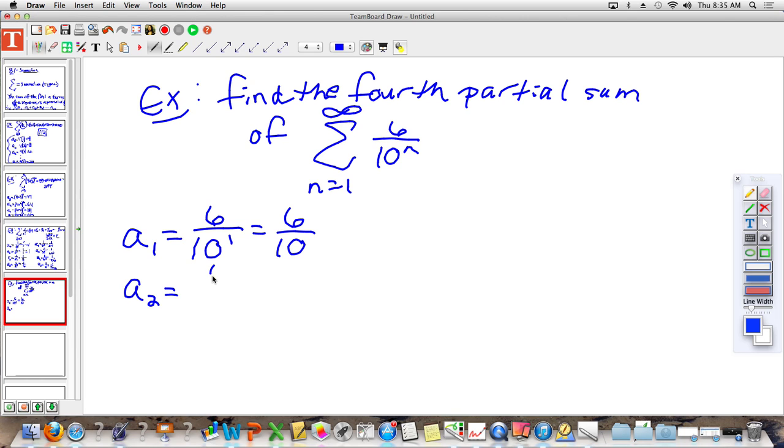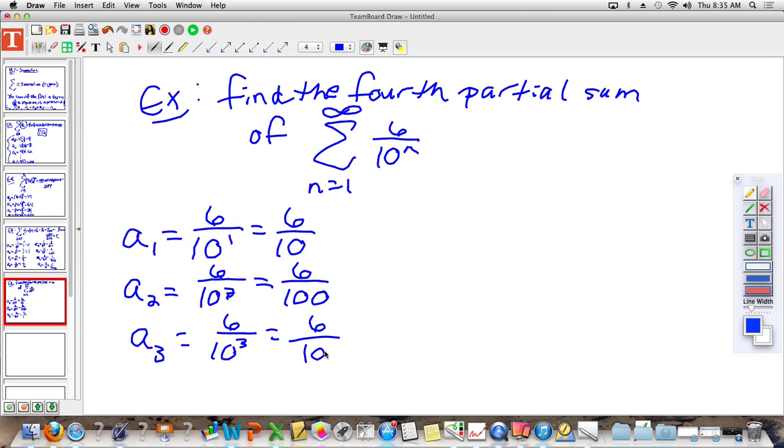A sub 2 is equal to 6 divided by 10 to the second power, which is equal to 6 over 100. You with me here, you guys? The third term is going to be 6 over 10 to the third power, which is 6 over 1,000. Still with me here? The next one should be over 10,000. So the fourth term would be 6 over 10 to the power of 4. So we have 6 over 10,000.